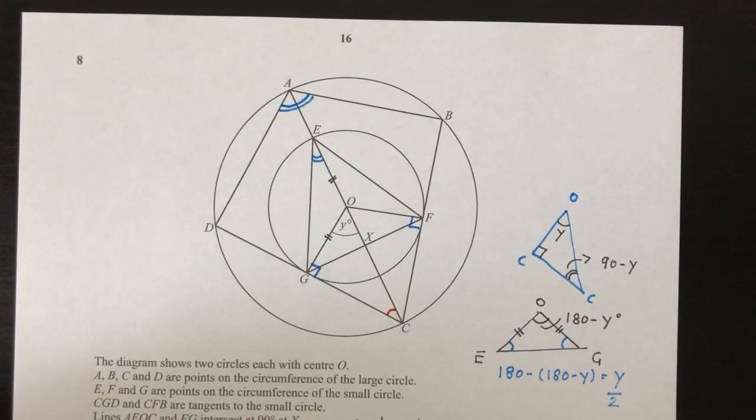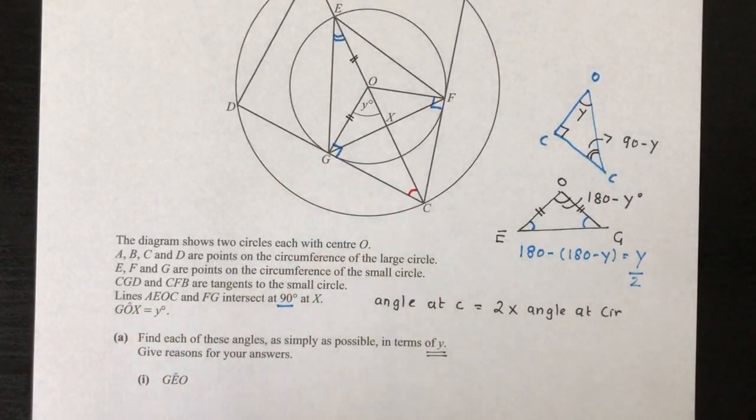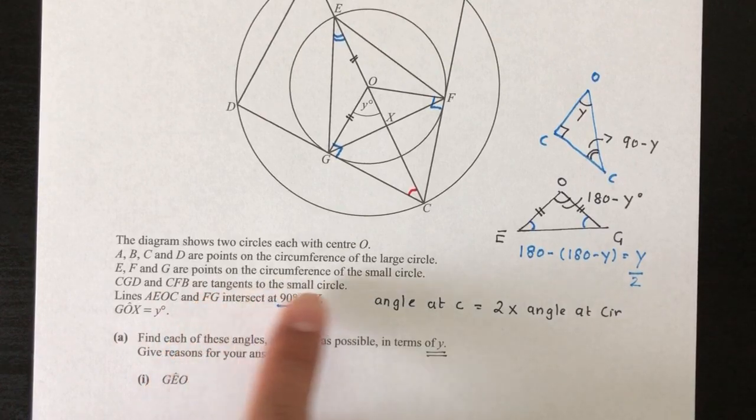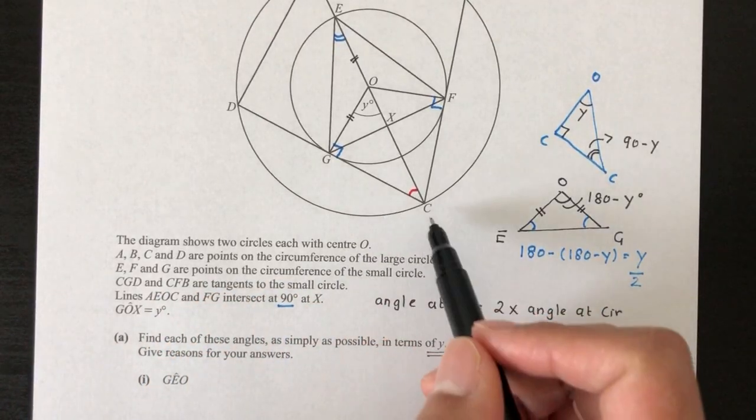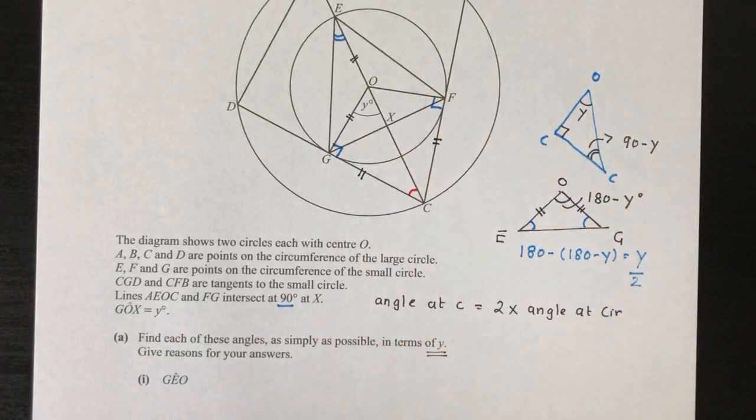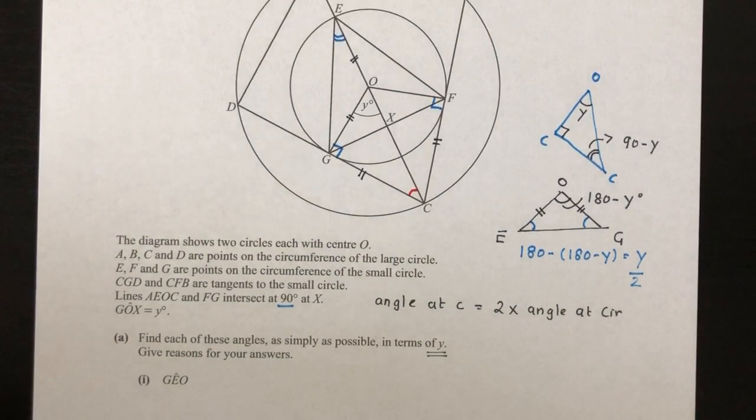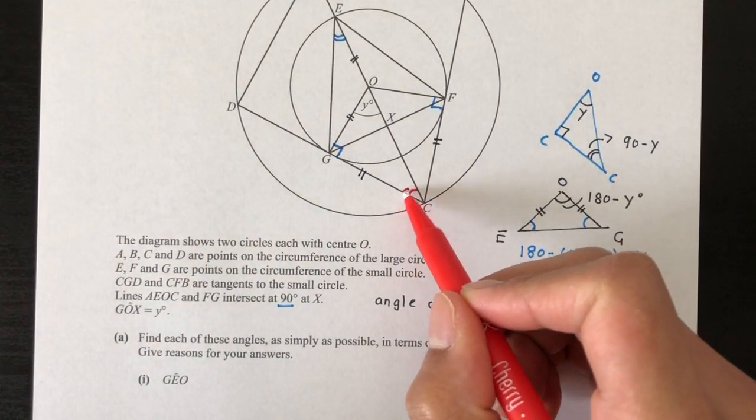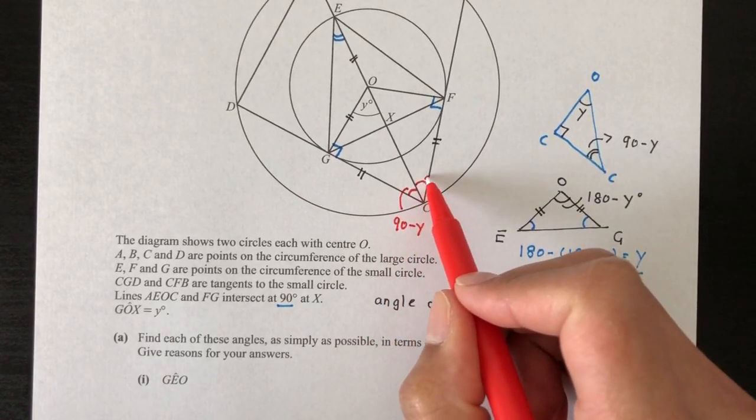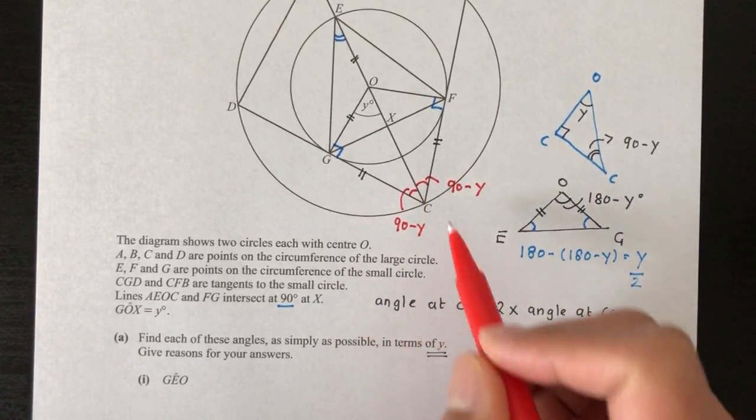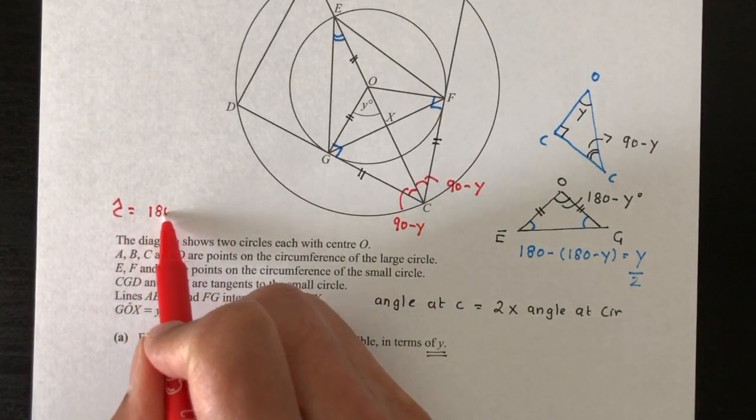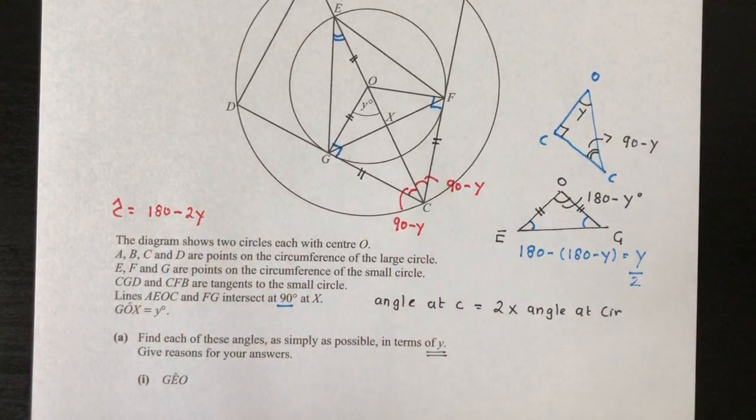Okay, so from the information that we were given in the first part right here, we have CGD and CFB are tangents to the circle. So basically, these two are tangents, so these two have to be the same. Now, one thing we can see is that if this is found to be 90 minus y, this also has to be 90 minus y. So angle C will be this plus this. That should give you 180 minus 2y. That is your angle C.